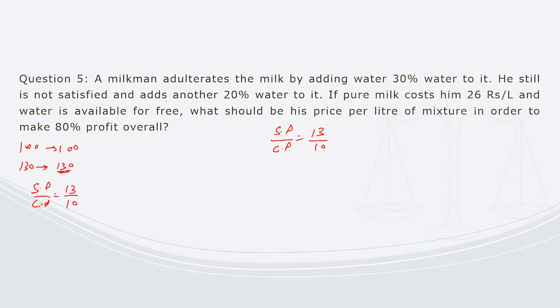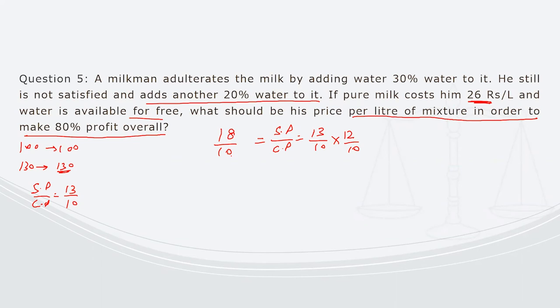He is still not satisfied and adds another 20% water to this. If I add another 20% water, by now we should have realized that that's going to be 12 by 10, right? So we will take 12 by 10 as the value for the next transaction. If pure milk costs 26 rupees per liter and water is available for free, what should be his price per liter of the mixture in order to make a profit of 80% overall? He wished to then make a profit of 80% overall. Then that means that this ultimate ratio should be 18 by 10, or 9 by 5, whatever way you wish to put it, right?